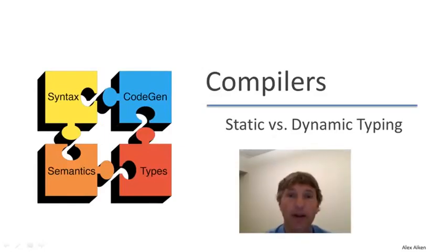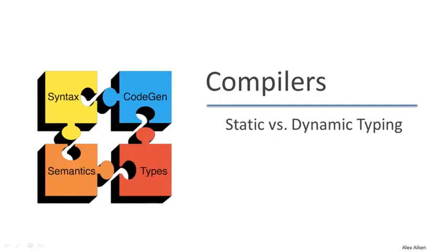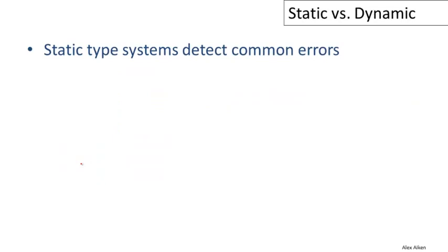In this video, we're going to talk about static typing versus dynamic typing. One way to think about the purpose of static type systems is to prevent common programming errors. And they do this at compile time, so when the program is compiled. And in particular, they do it without knowing any input to the program. So the only thing that is available is the program text.